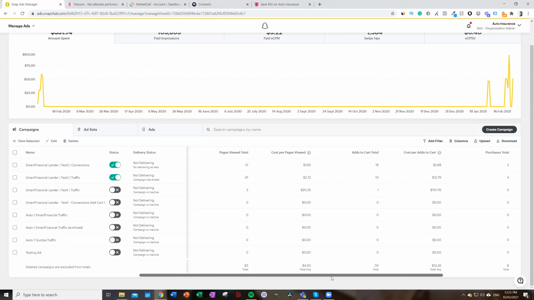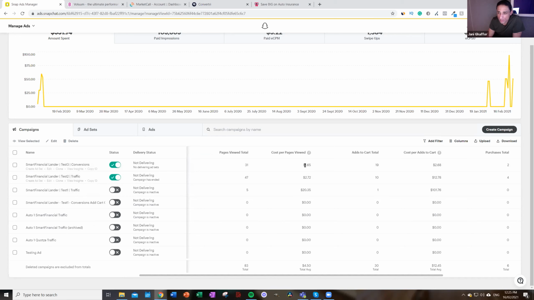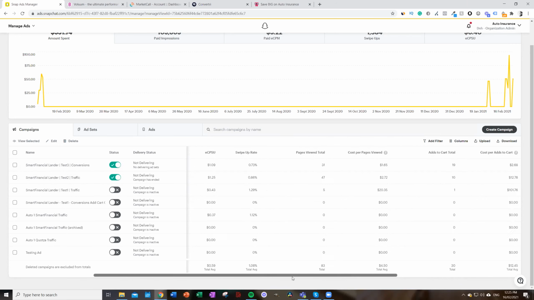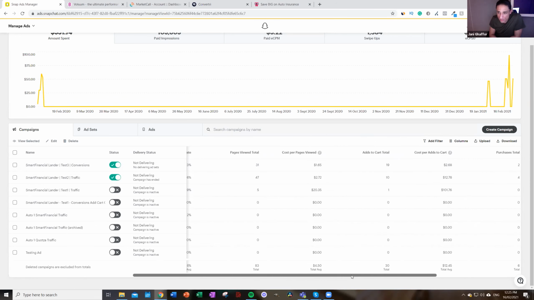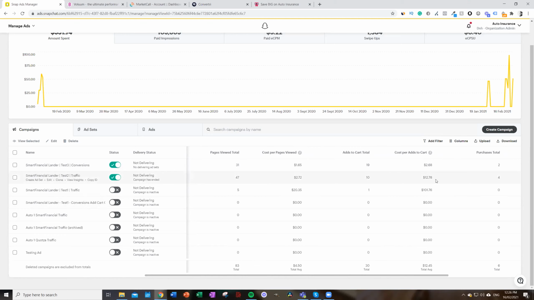Also, I noticed in the conversion campaign we're getting a lot more add to carts, and it actually looks cheaper. The other one was a $12 average add to cart. I believe so, but you need to remember that not all the data has been recorded in here due to the iOS stuff.